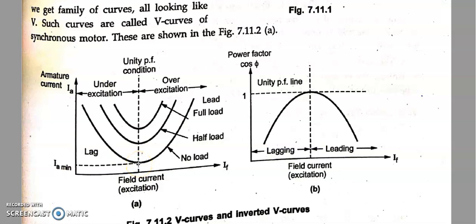From the unity power factor line, if I go to the left side, that is IF is getting decreased, yes or not? IF is getting decreased from the unity power factor line. So what is happening? Your motor runs at the lagging power factor. So it will be an under excitation condition, yes or not? If IF decreases from the unity power factor, it will be a lagging power factor condition, but IA will increase, yes or not, as I decrease the excitation.